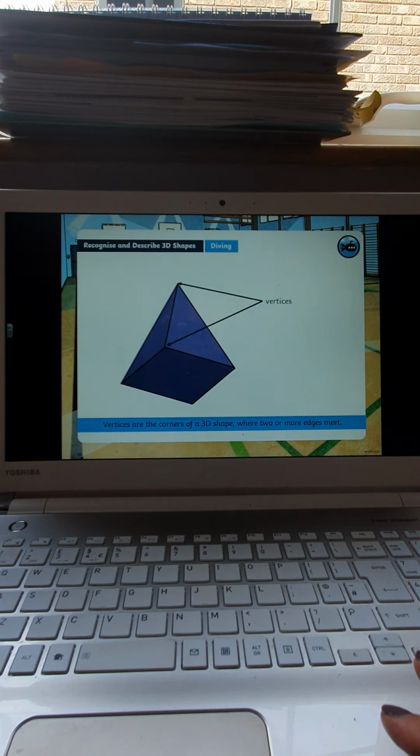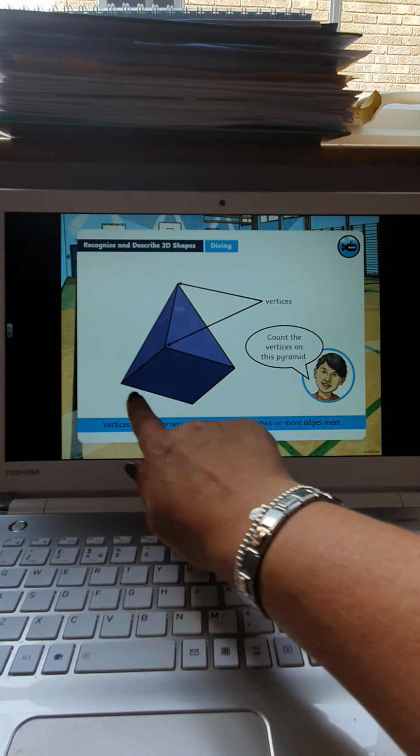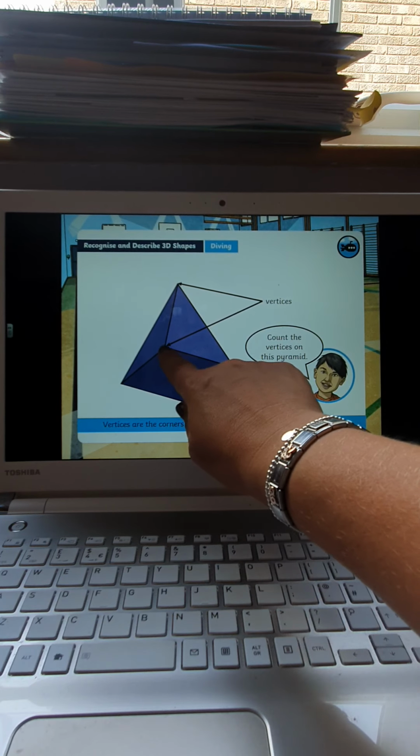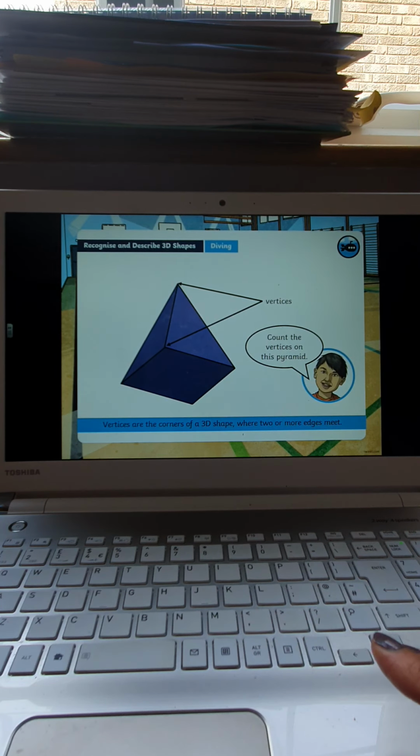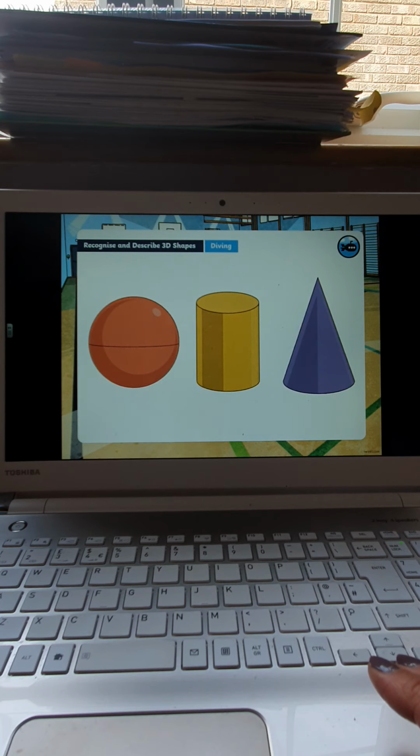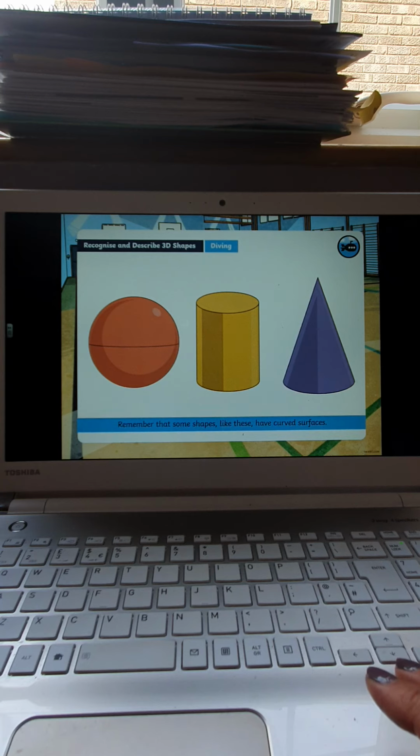Vertices are the corners of a 3D shape where 2 or more edges meet. Count the vertices on this pyramid. 1, 2, 3, 4, 5. There are 5 vertices, 4 at the base and 1 at the top. Remember that some shapes, like these, have curved surfaces.